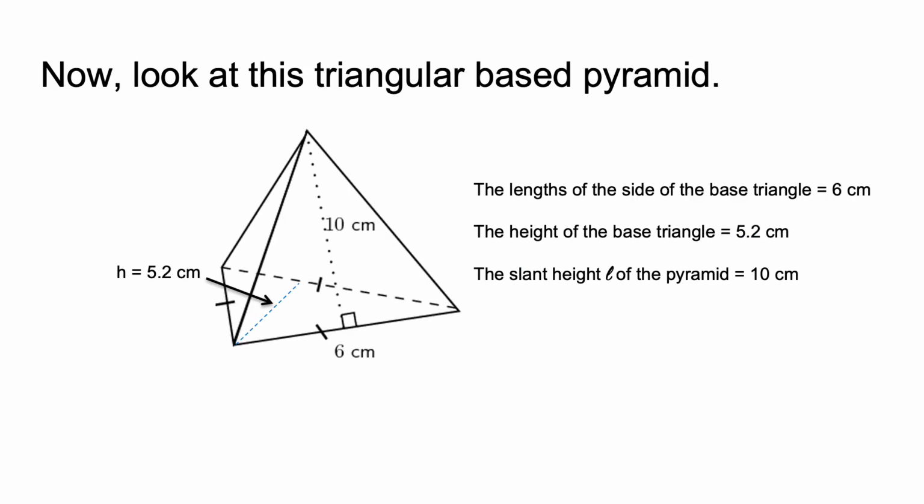We can also look at a triangular-based pyramid and use the same process. Notice the lengths of the side of the base are 6. This is an equilateral triangle, meaning that all of the sides have the same measure, so the perimeter of that base would be 18. 6 plus 6 plus 6. The height of the base triangle is 5.2, and the slant height of the pyramid is 10.